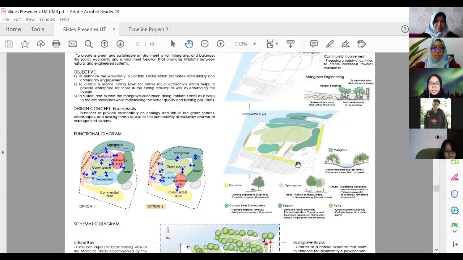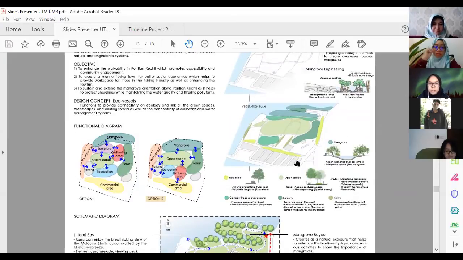Thirdly is to sustain and extend the mangrove orientation along Pontian Kecil to help protect shorelines while maintaining the water quality. Okay, so next I have made a functional diagram to show the space development within my site. I've made two options which comprise promenade, mangrove area, open space, forest, recreational area, a gathering area, and a commercial area. I've chosen option 2 because I would like to integrate the mangrove area within the site instead of just being along the shoreline.